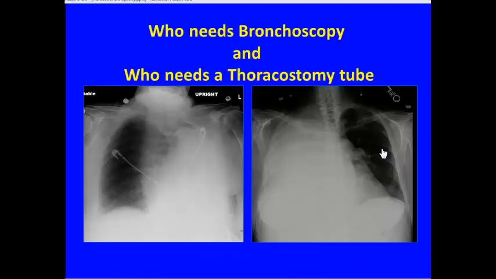So maybe a good way to think about it is, we've got two patients here, and one of them needs bronchoscopy and one of them needs a thoracostomy. So one of them needs to have the pleural fluid drained and one needs bronchoscopy. If we look at those two, can we tell? Well, they both got white. One side of the lung is white and black on the other side. So how would we decide?